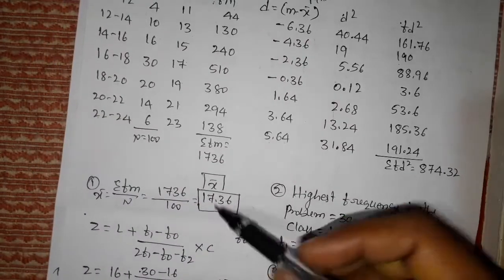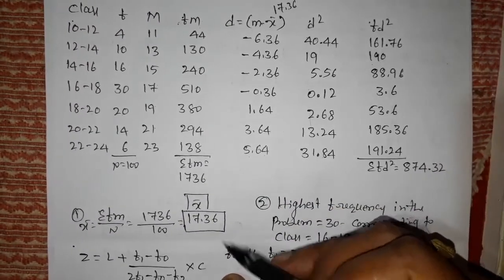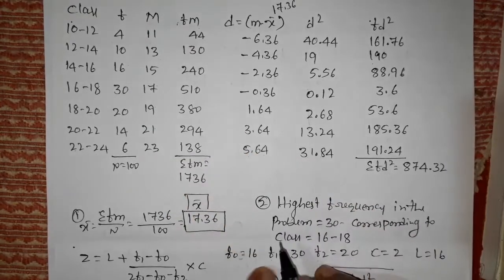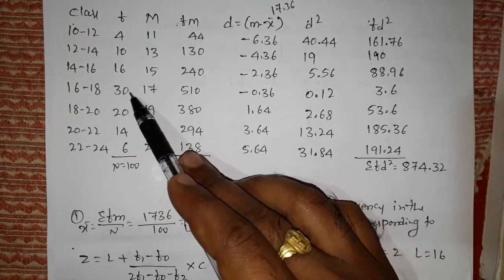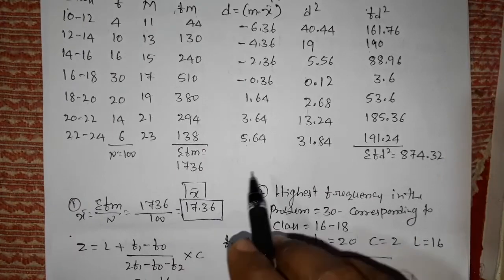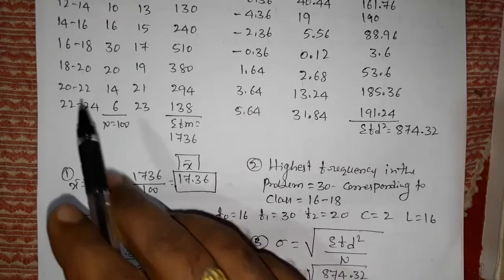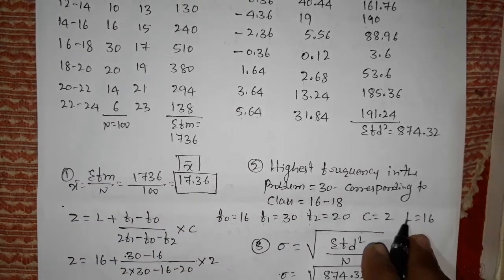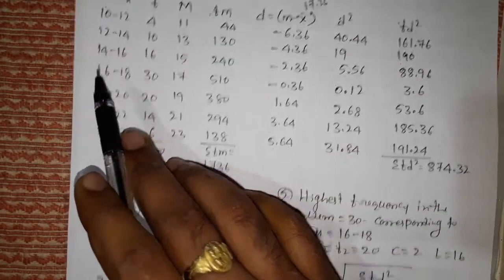Here f0 is 16. The highest frequency will become f1, which is 30, and 20 becomes f2. The C is the common factor, the difference between these two, which is 2. Then L, the lower limit, is 16, so the 16 should be written here.